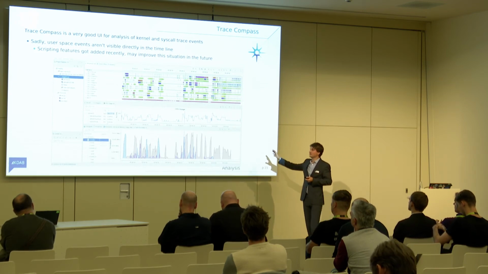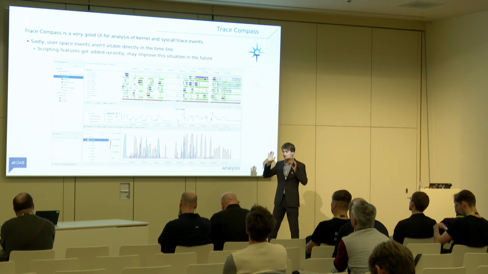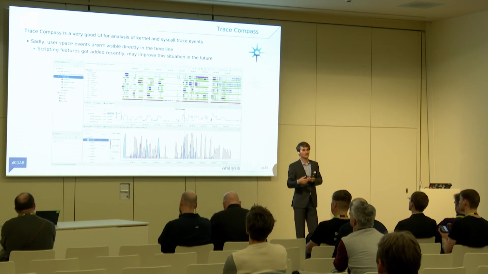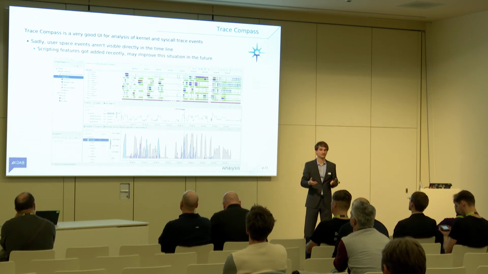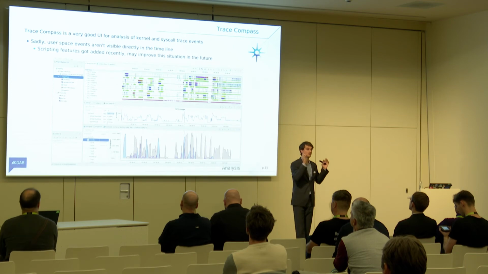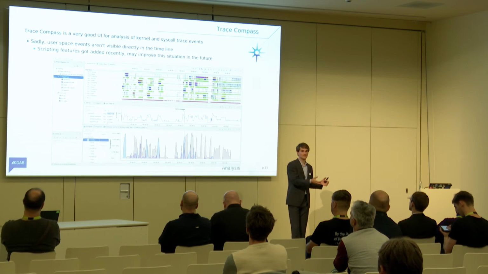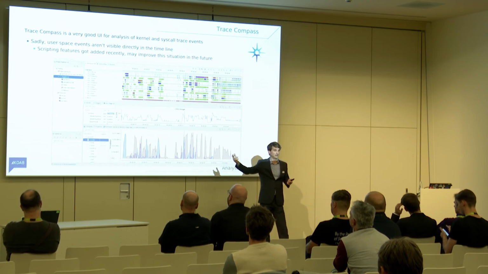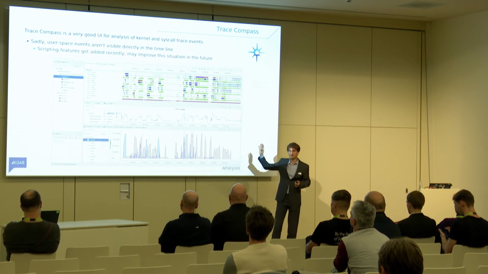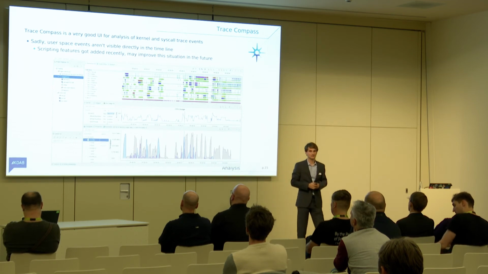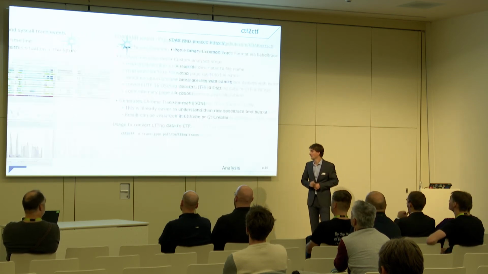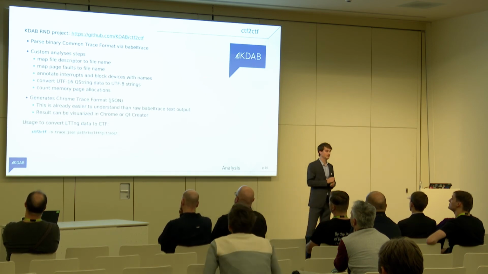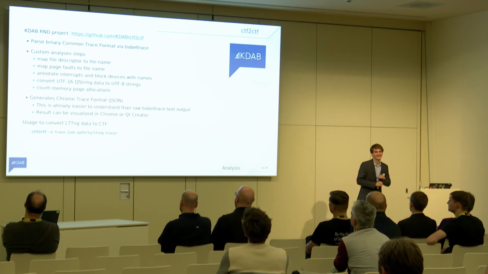The problem with Trace Compass, sadly, is that up until very recently, they did not have a good story about visualizing your custom user space trace points. So this is perfect if you just want to look at the kernel space and the system space. But for us, I want to see what is going on in QML land too, right? Maybe this is going to become better in the future, but so far it's a bit of a sad story still. Which is why we created CTF to CTF, which is a really cool name in my opinion.